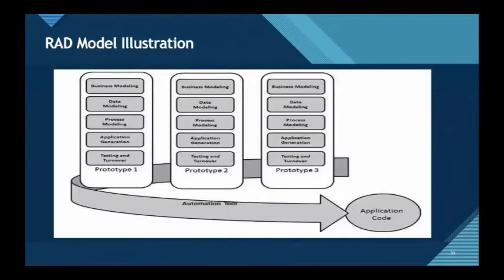So here is an example of an illustration of the RAD model. So for prototype 1, 2, and 3, we have the different phases such as business modeling, data modeling, process modeling, application generation, testing, and turnover.